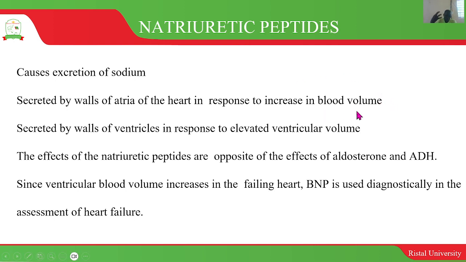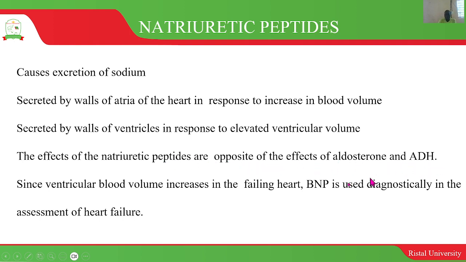because it is sensitive. It's trying to trigger a response to lower the blood volume. When the heart is failing, a lot of the blood remains in the heart because it's weak. It's not able to push the blood through the circulatory system up to the peripheral organs. So this becomes a homeostatic response by the heart muscles. BNP is secreted by the walls of the ventricles in response to elevated ventricular volume. The effects of the natriuretic peptide are opposite of the effects of the aldosterone.